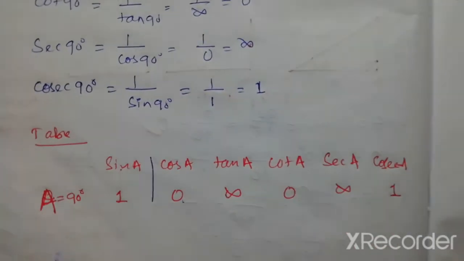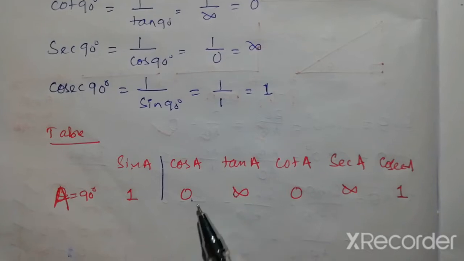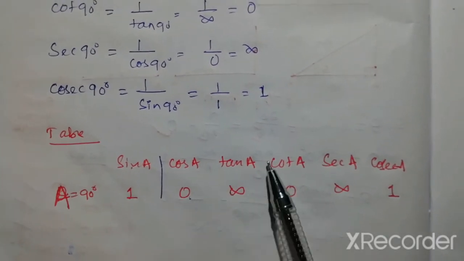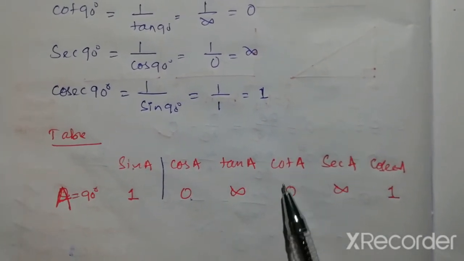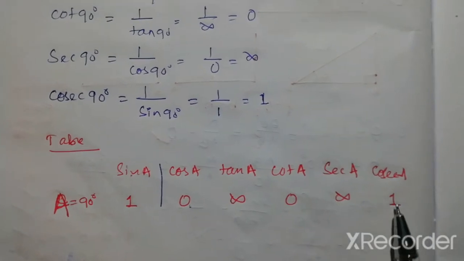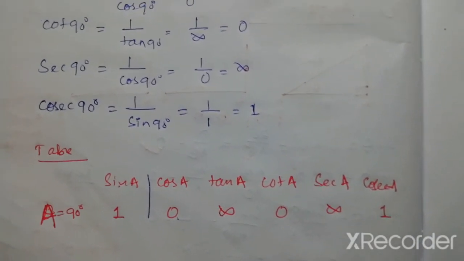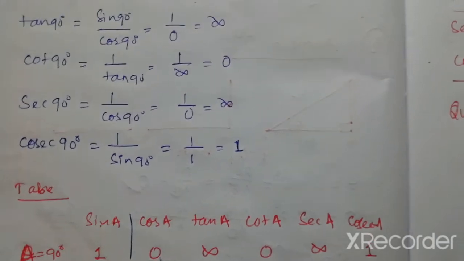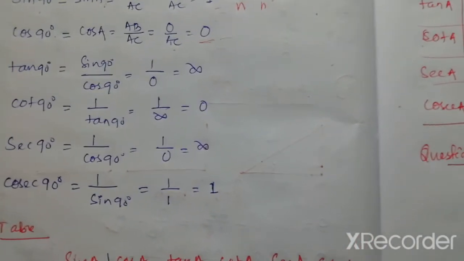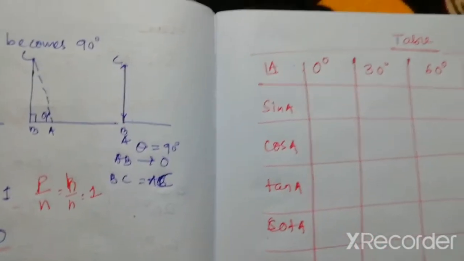Now the table is like that. Sin 90 is 1. Cos 90 is 0. Tan 90 is infinite. Cot 90 is 0. Sec 90 is infinite. Cosec 90 is 1. Okay. Now we prepare a table, and how could we remember these values? Look, I am giving you a trick.